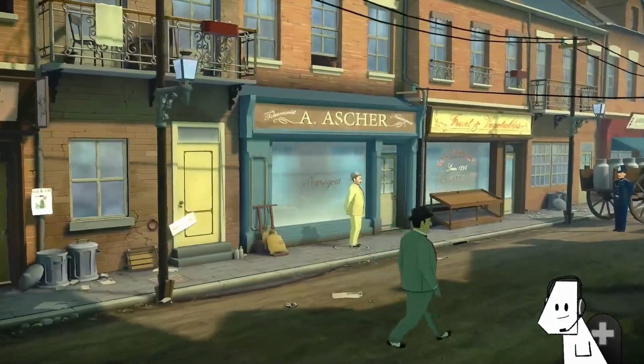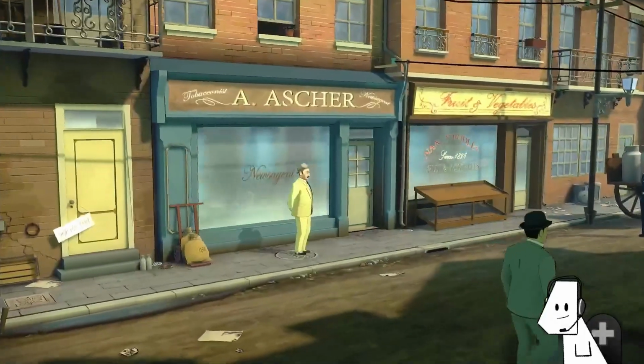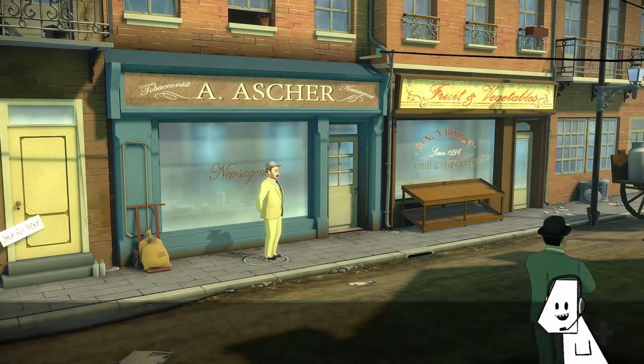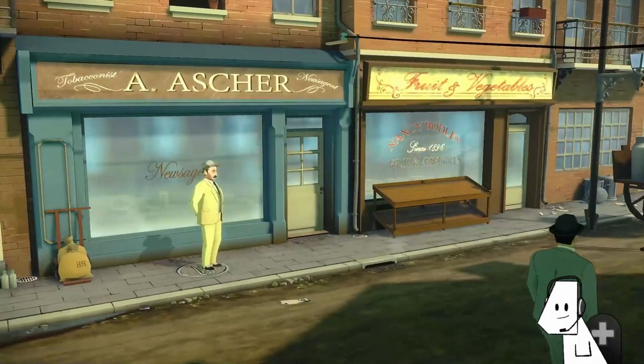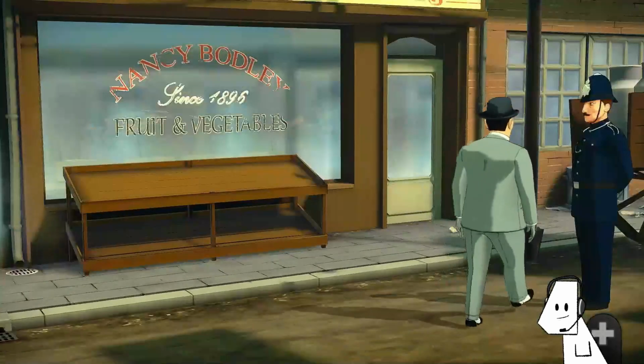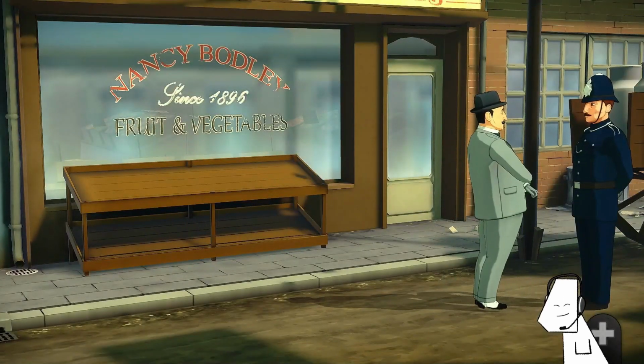Can we go further down the road? Dash! A puddle. How clumsy. Okay, I actually didn't mean to do that. I wasn't looking. But I do like that if you try and walk in the puddles, he's like, nice shoes. Which he's got very nice shoes.